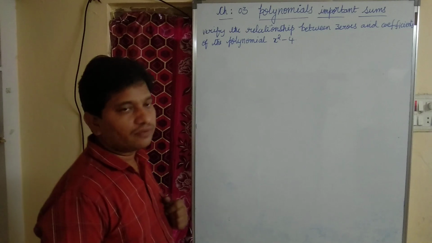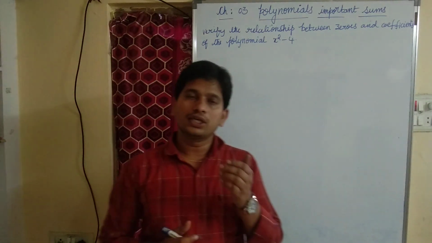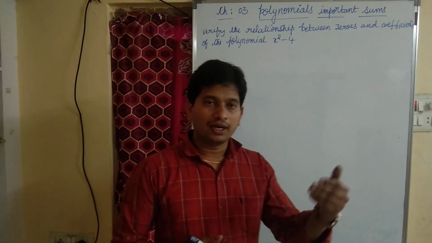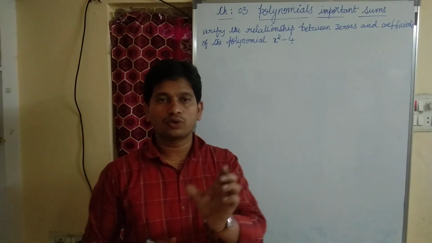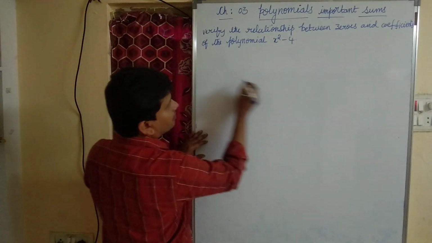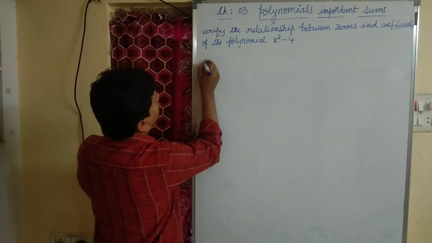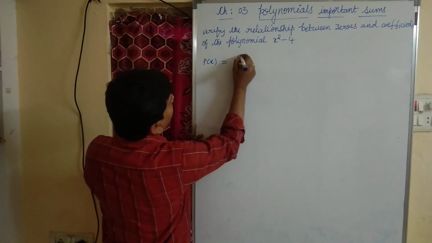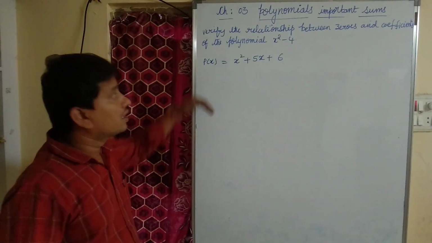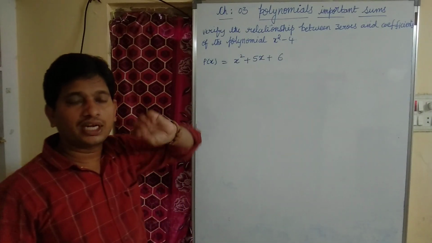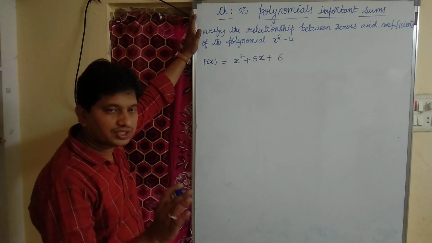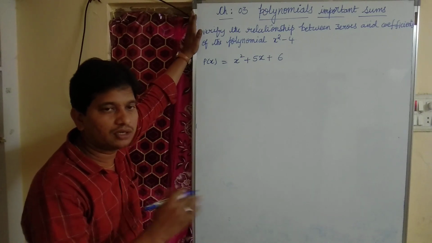So first of all, we have to find the zeros of the polynomial. Then we need to verify relationship between zeros and coefficients of the polynomial. Okay. Let us consider one more polynomial. First let us do with this polynomial p of x equal to x square plus 5x plus 6. Then we will go with x square minus 4. Let me explain clearly. We have to find out first of all zeros of the polynomial.